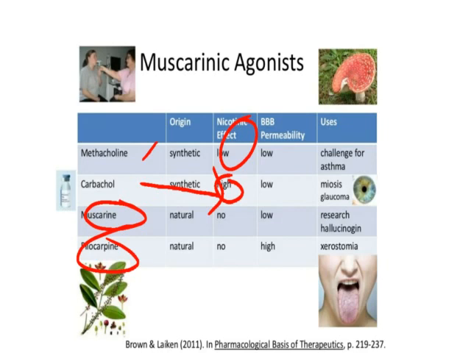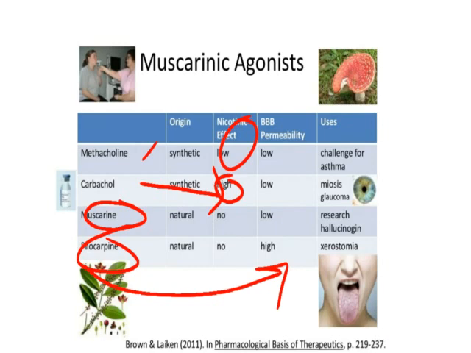While drugs such as carbachol and methacholine are obtained by synthesis. They have a very low effect on nicotinic, while carbachol has a high effect against the nicotinic receptor. Pilocarpine has high permeability to cross the blood-brain barrier, while it is difficult for the other three drugs to cross it. So they have low blood-brain barrier permeability.